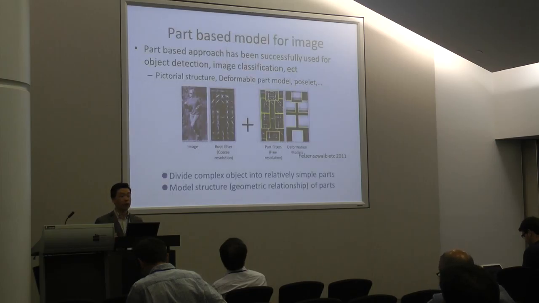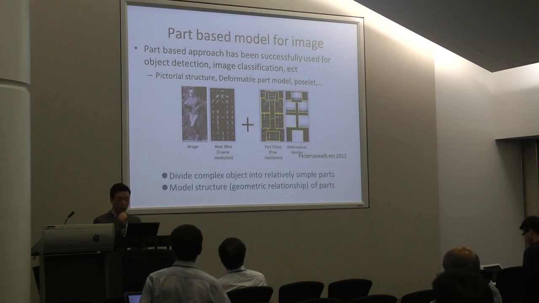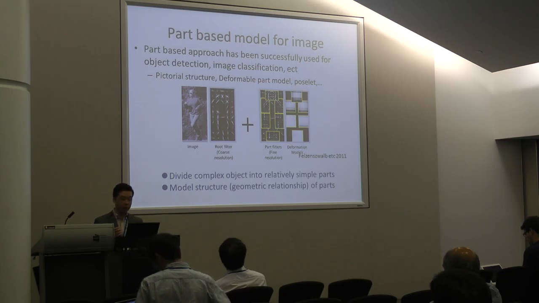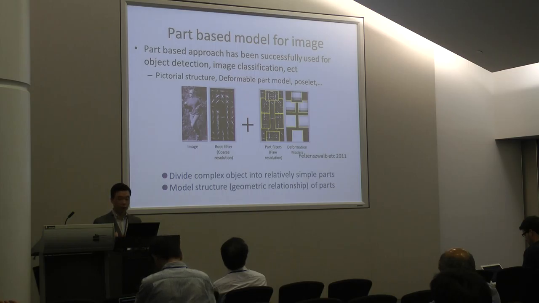When we first start researching, we first look at which approaches are successful in the image field. For example, in human detection the part-based method is very popular. So what does this mean? I think we can learn two things from this kind of approach. The first is that it divides complex objects into relatively simple parts. That's what we want to do for action too. The second is that it develops a model for the structure between different parts. These are two things that we also want to generalize to action.